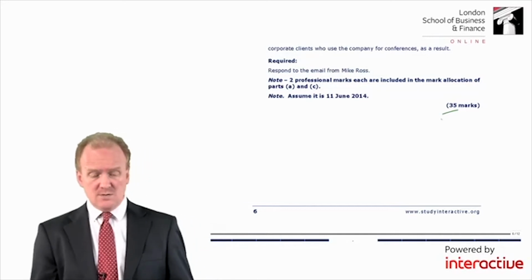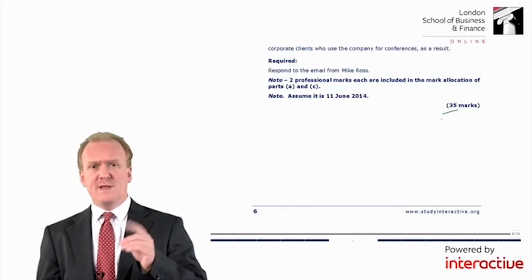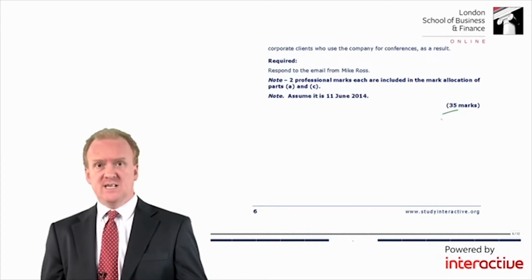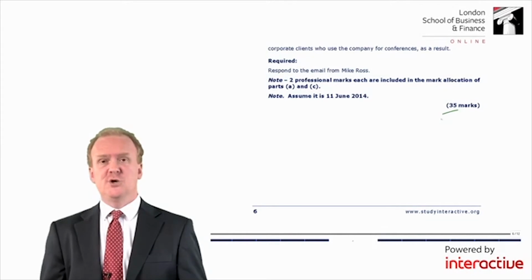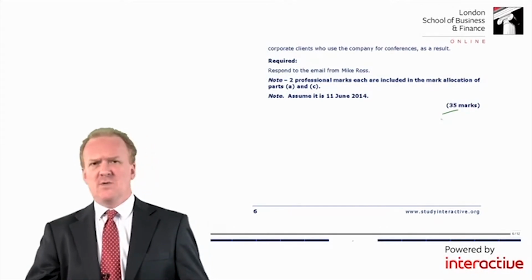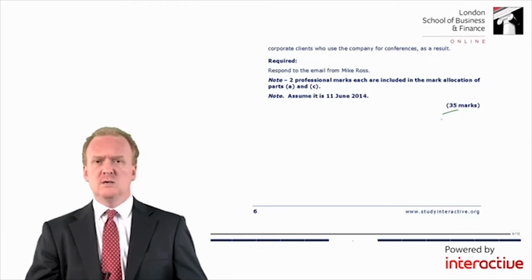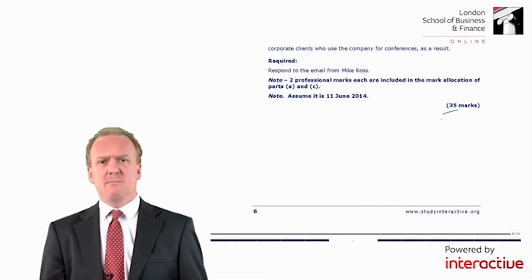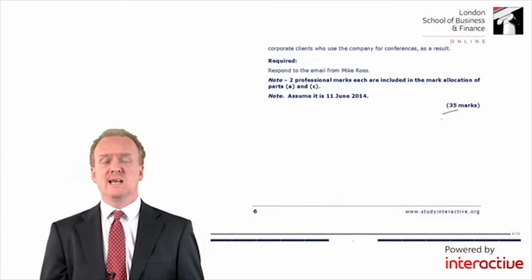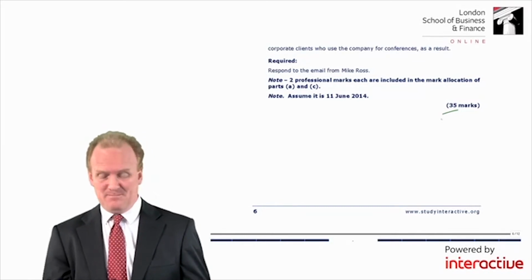Couple of points to note. There are professional marks in parts A and C. We'll think about those in a minute. And it also tells us the date to assume, in this case, June 2014. The actual date within the month's not that important. We've only put that there for the revision mock to make it feel like a real exam day. Of course, when you sit the exam, it will be June the 2nd, 2014. There's no need to assume a date because you know what the date is.